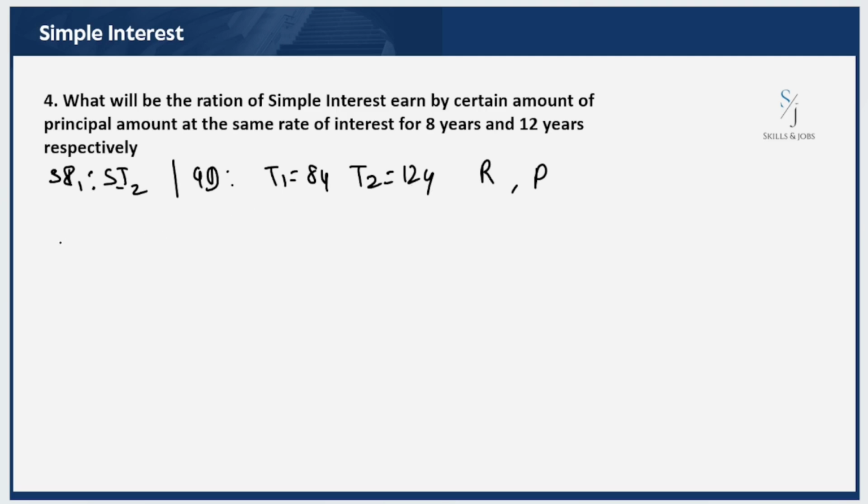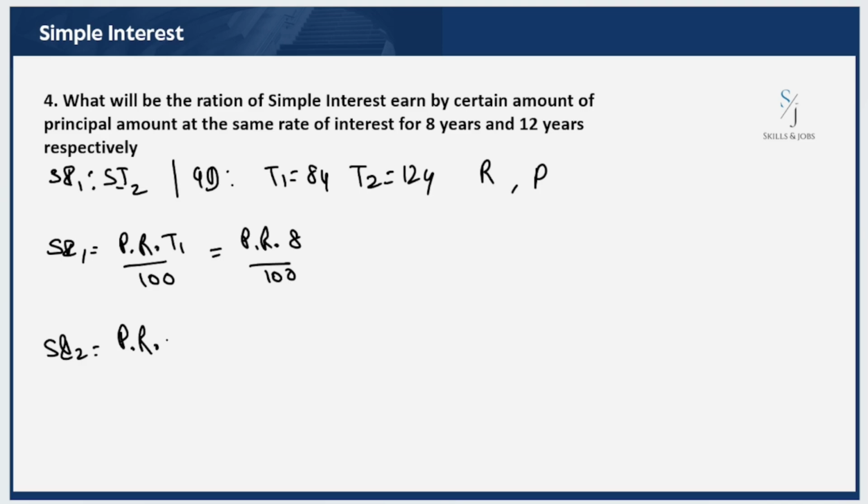Okay, so let us solve. Simple interest 1 is equal to P into R into T1 by 100. Okay, so is equal to P into R into 8 by 100. Simple interest 2 is equal to P into R into T2 by 100, P into R into 12 by 100.